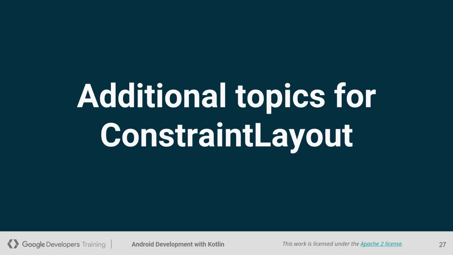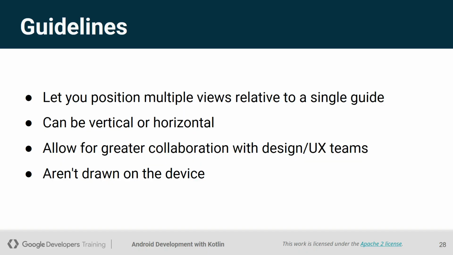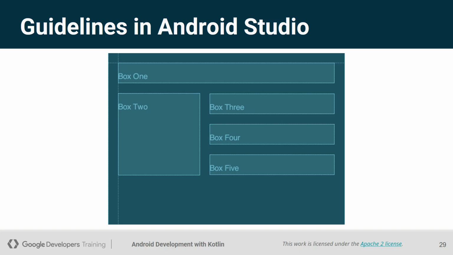So on constraint layout, we also have what are called guidelines. So let you position multiple views relative to a single guide. It can be vertical or horizontal, and you need to note that. So you can easily also arrange them so well to fit all the locality or the location that you want.